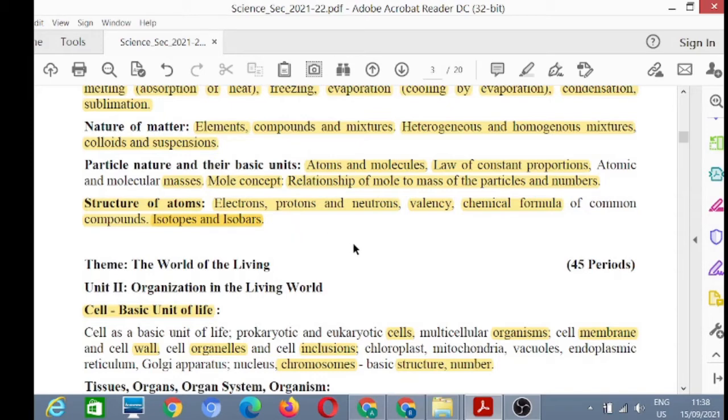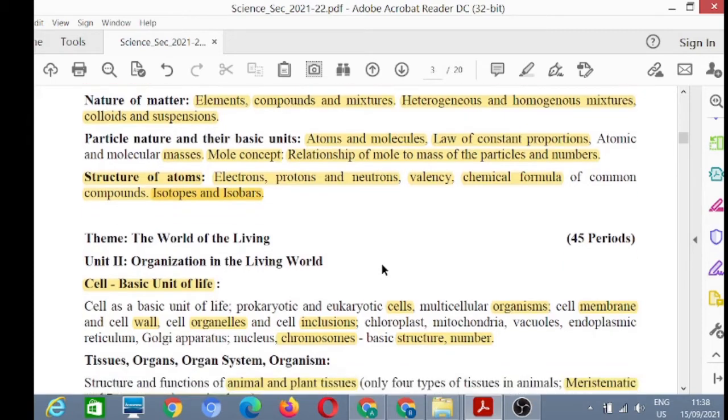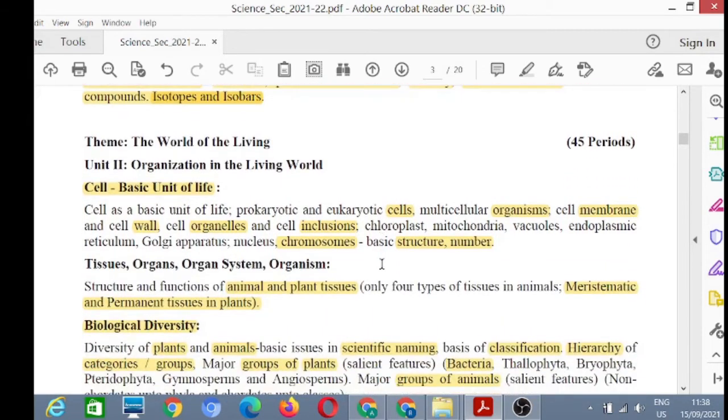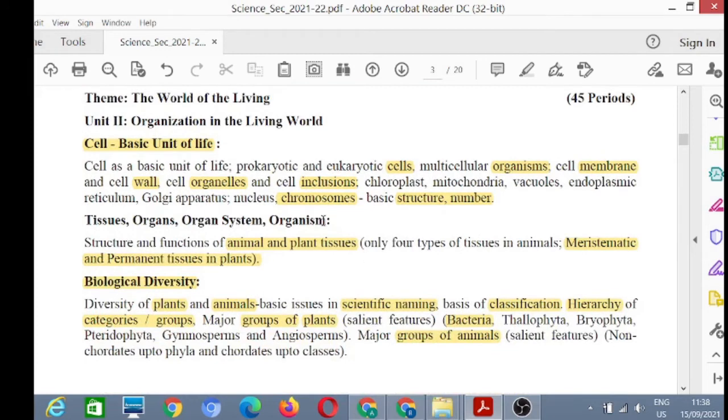Now we will see the next unit. Unit number two is Organization in the Living World. This unit belongs to biology. Here the first topic is the cell, the basic unit of life. As we had discussed in chemistry, the atom as a basic unit, here the cell is the basic unit because we are discussing living beings. So, the cell as a basic unit of life.